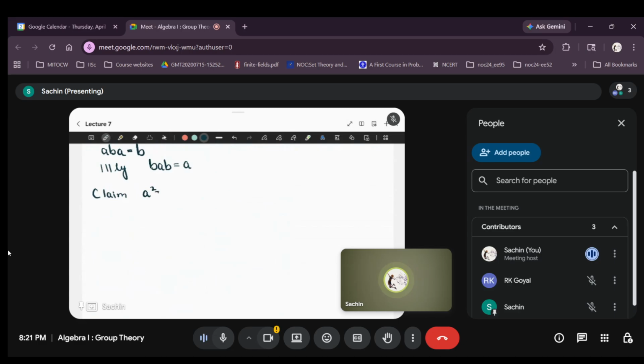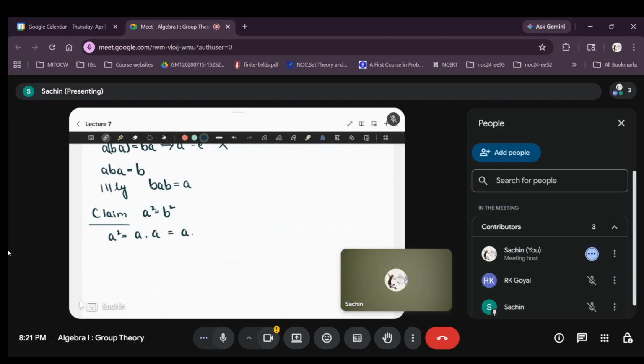Next claim is that A square is equal to B square. This is simple. A square is A into A, but here we have A is equal to BAB. So I can write it as A into BAB, which is nothing but ABAB. Okay, we'll leave it at that. Then B square is B into B, but we have B is equal to ABA. So the first B, I'll write it as ABA.